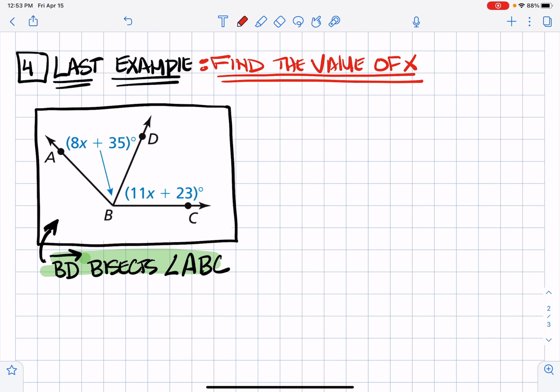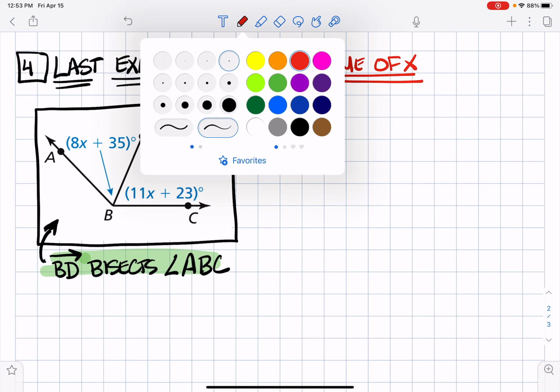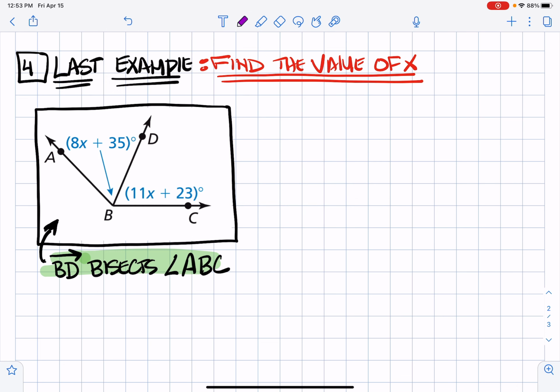Okay, box 4 is our last example. It says find the value of x using the diagram down below. Okay, we can do that. So we have some information over here given to us. It says that ray BD, so this ray right here, okay, bisects angle ABC, which is this one here, ABC. So this ray bisects this angle. That means that this angle and this angle are congruent. So let's go ahead and write that down, okay?